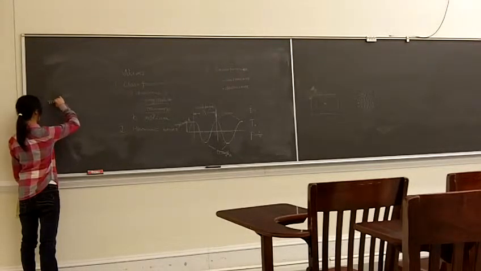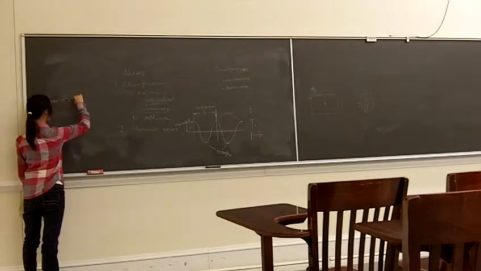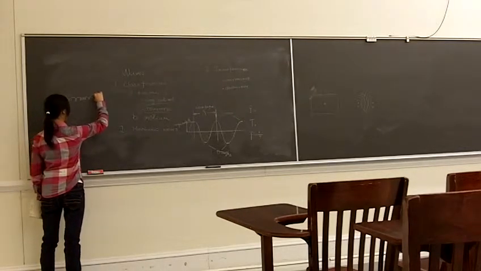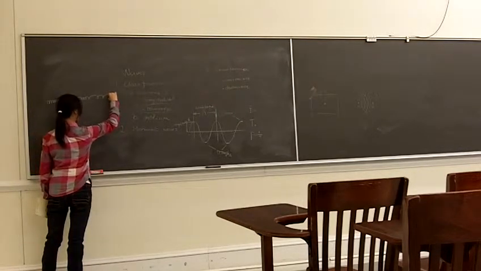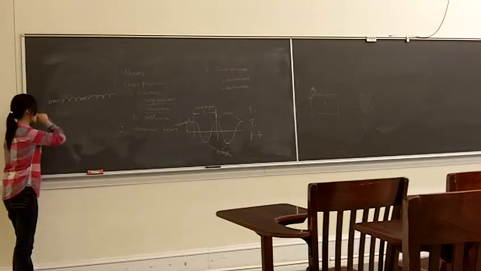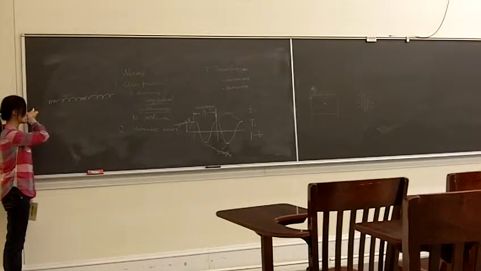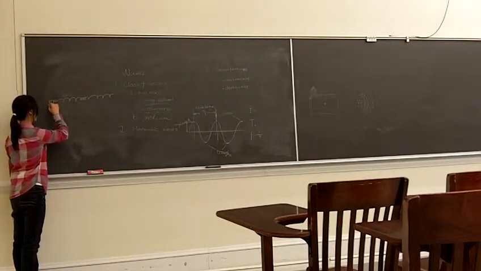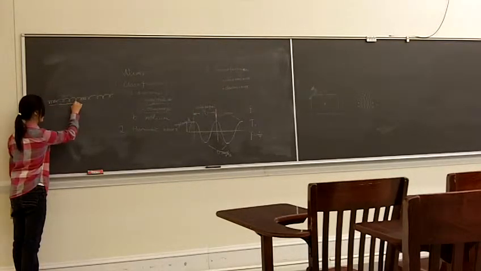If you apply an oscillation at one end of a spring, when the wave is traveling inside the spring, the spring will display a pattern like this. These are tight coils and these are loose coils.